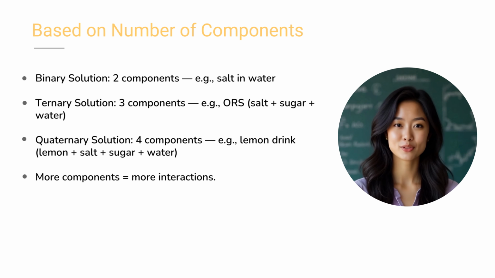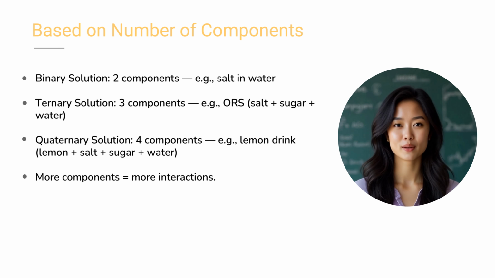Based on how many substances are mixed, we get binary solutions made of two components. Example, salt in water. Ternary solutions, three components, such as salt, sugar, and water in homemade ORS. Quaternary solutions, four components, like lemon juice made from lemon, sugar, salt, and water. The more components, the more complex the chemistry becomes.